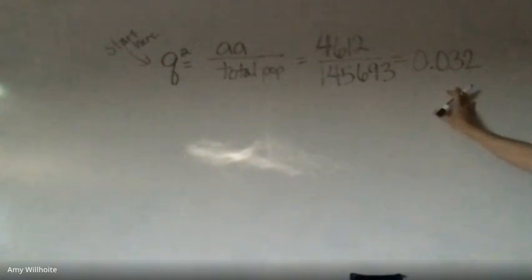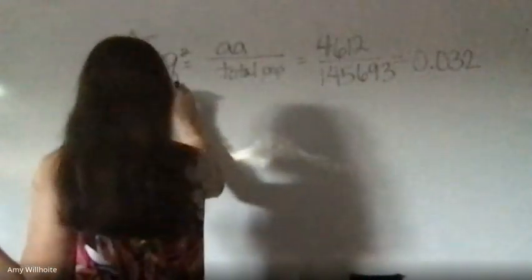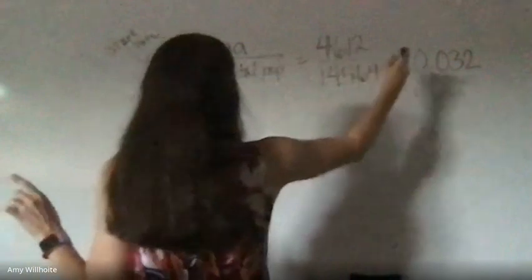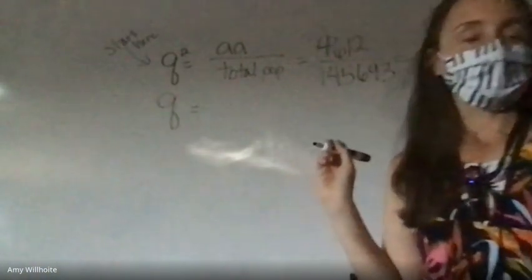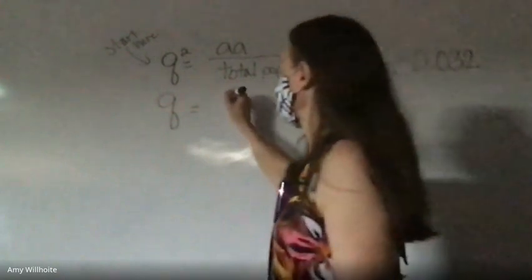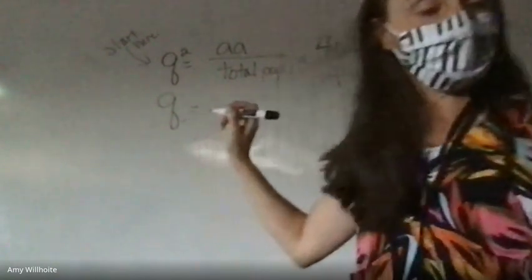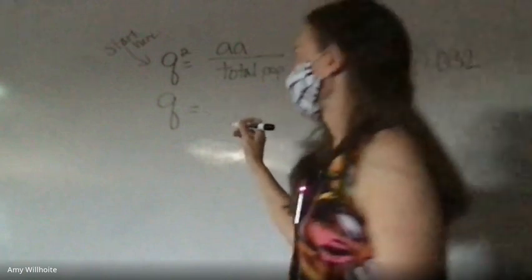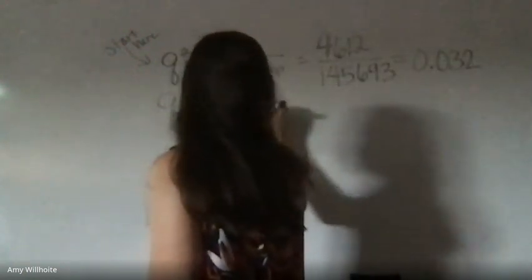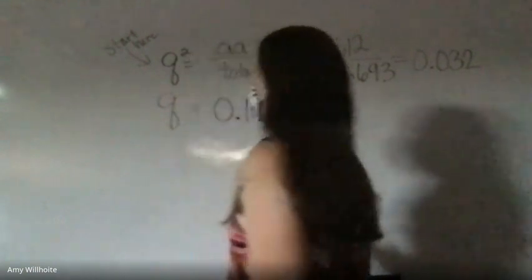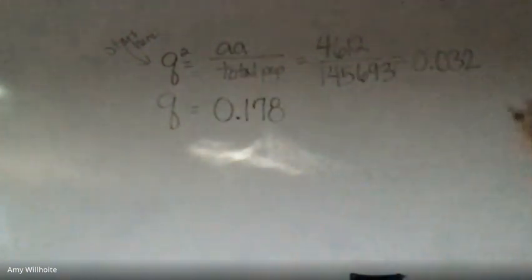Is that what you got for q squared? Okay, now what can I find? q. I can find q because I have q squared, so I just have to get the square root of q squared, and that should give me q. I got 179, but is it 178? Probably because I went further than that on my calculator.